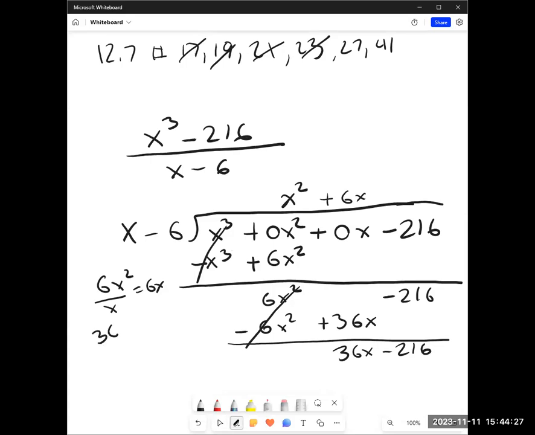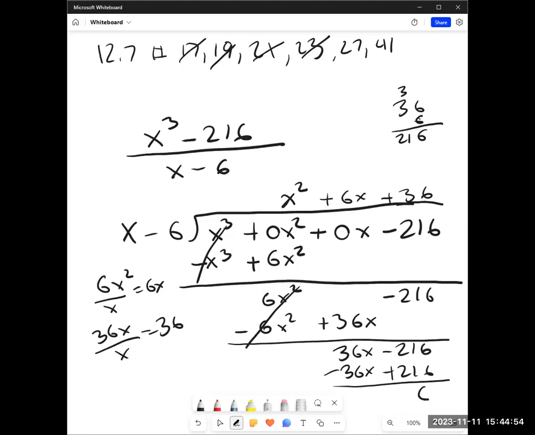And we take 36x divided by x to get 36. That's going to be 36x, and 36 times 6 is 216, and it's negative. And we get a remainder of 0. That's why I was saying that this one could be solved by factoring. So let me show you that on here.